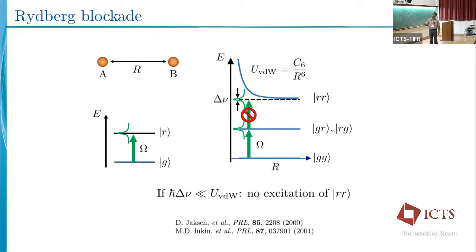So just remember that from this position, I can excite the atom here. But when I am in this position, I cannot excite both atoms together into the Rydberg state. This is what we learn here. It's written here that when H delta mu is very much less than U van der Waals, there is no excitation of the Rydberg state. We call this the blockade.